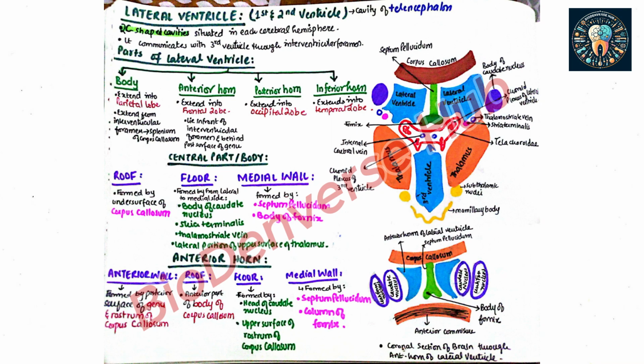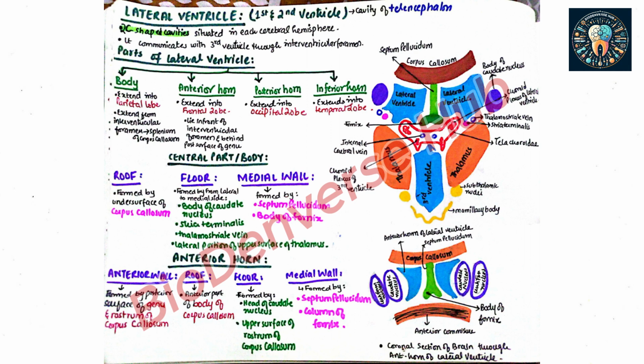Now we proceed to each part in detail. First of all we will be studying the central part, or the body. The roof is formed by the undersurface of the corpus callosum, as shown in the diagram, outlined in the brown color. After that, the floor of the body is formed from lateral to medial side by the body of the caudate nucleus, outlined in the purple color, the stria terminalis, outlined in the pink color, the thalamostriate vein, again outlined in the blue color, and the lateral portion of the undersurface of the thalamus, shown in the orange color.